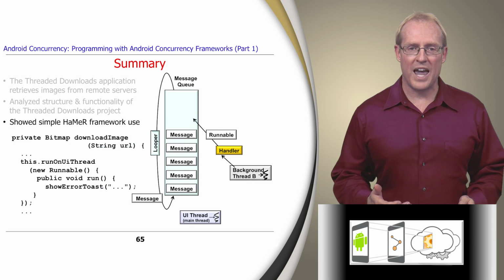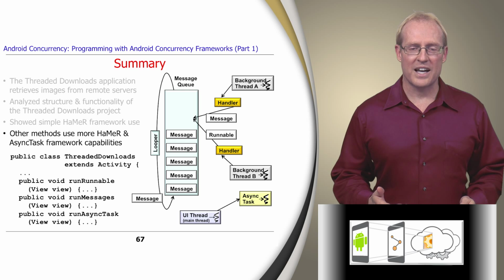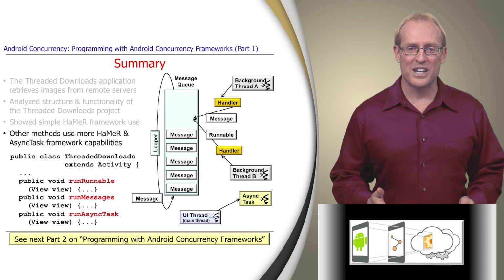A simple use of the Hammer framework was shown, which posted a runnable command containing a toast message to display in the user interface thread when downloads fail. Other methods in the class use additional Android Hammer and Async Task Concurrency framework capabilities to download the requested images via several concurrency models, which we analyze in the next video in this module.